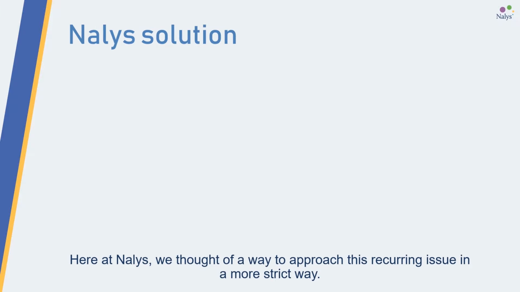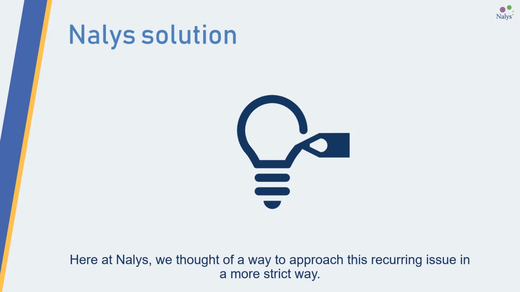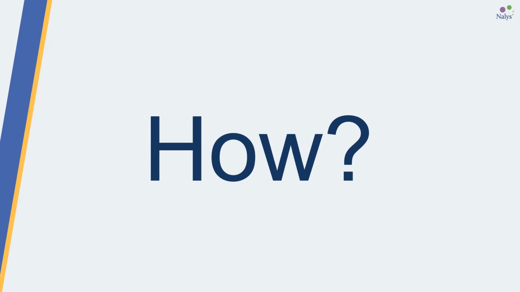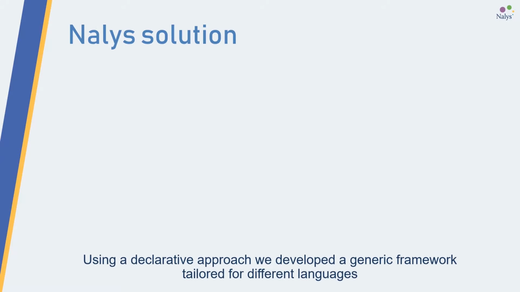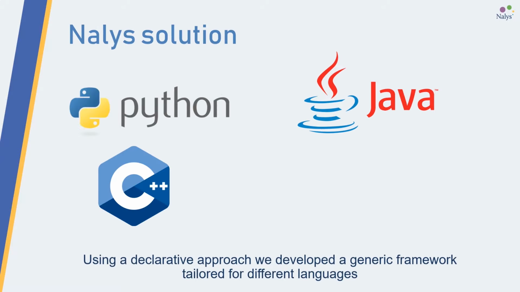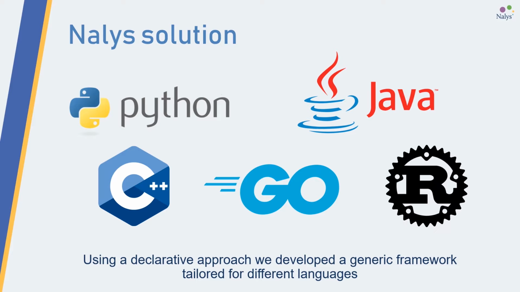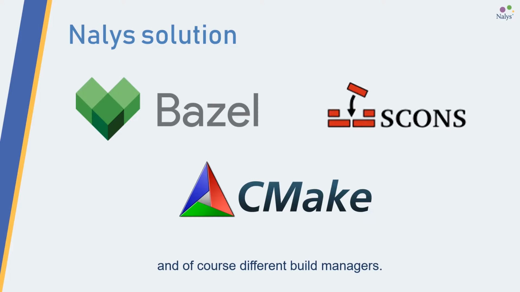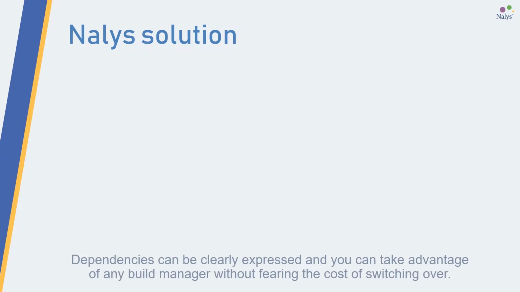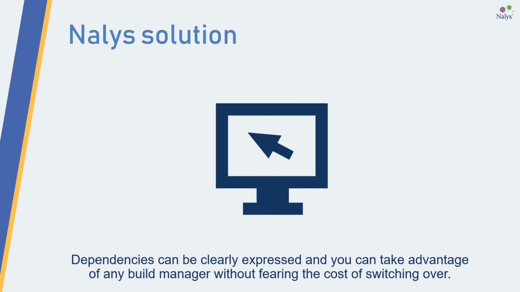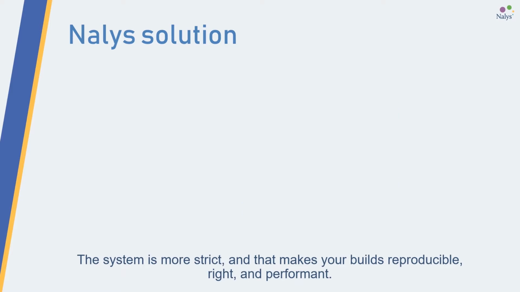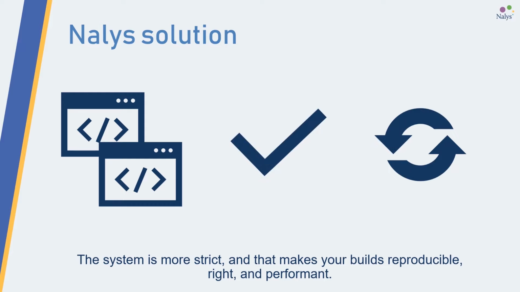Here at Nalys, we thought of a way to approach this recurring issue in a more strict way. How? Well, using a declarative approach, we developed a generic framework tailored for different languages and of course different build managers. Dependencies can be clearly expressed and you can take advantage of any build manager without fearing the cost of switching over. The system is more strict and that makes your build reproducible, right and performant.